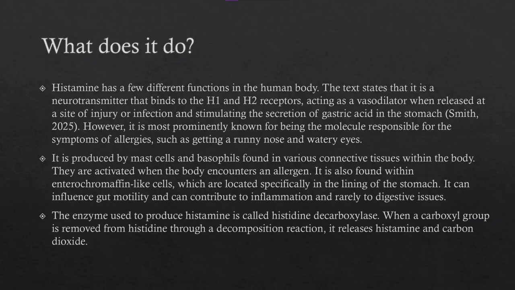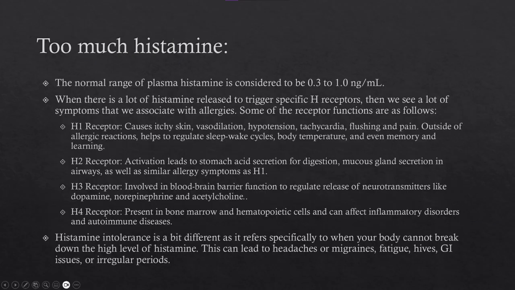Histamine is produced from the amino acid histidine through a process called decarboxylation. The enzyme that catalyzes this reaction is called histidine decarboxylase. When a carboxyl group is removed from histidine through a decomposition reaction, it releases histamine and carbon dioxide.